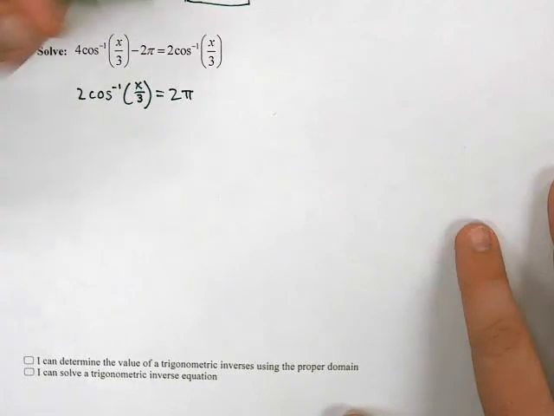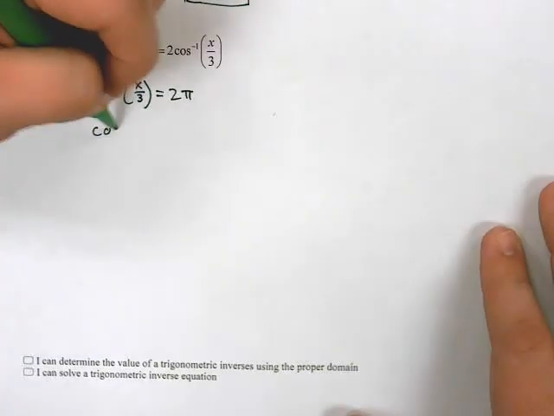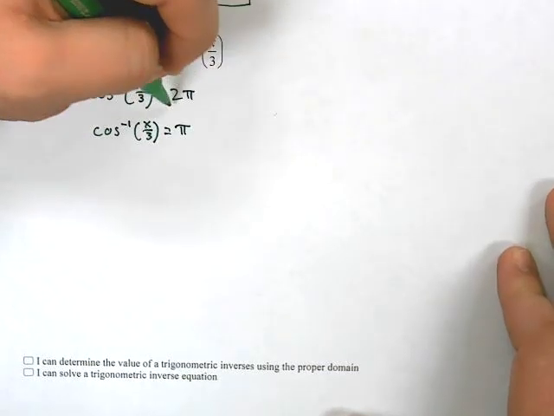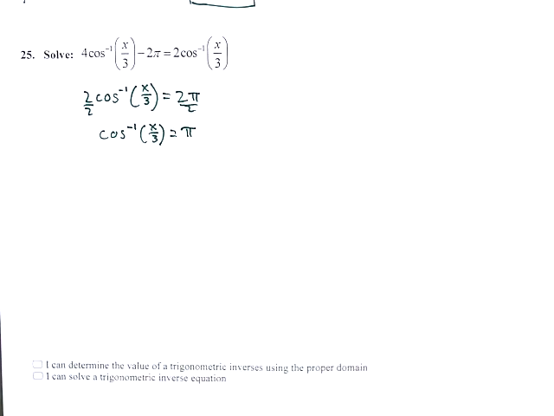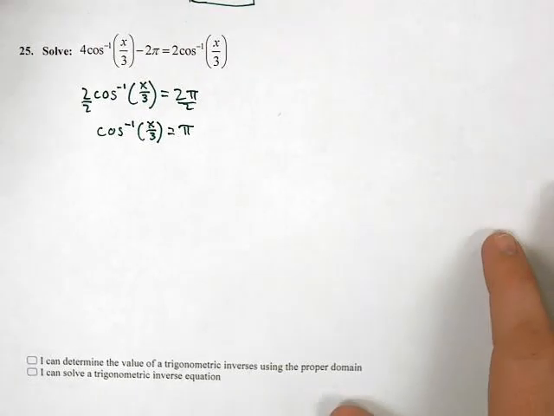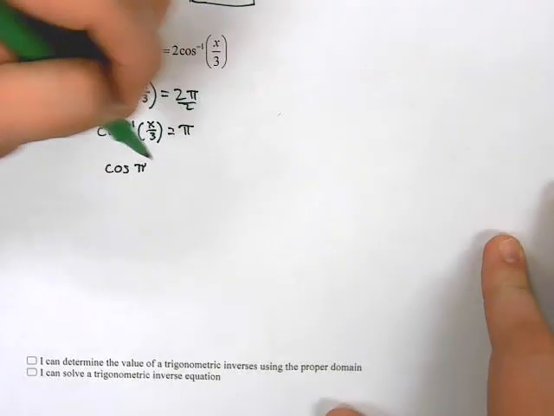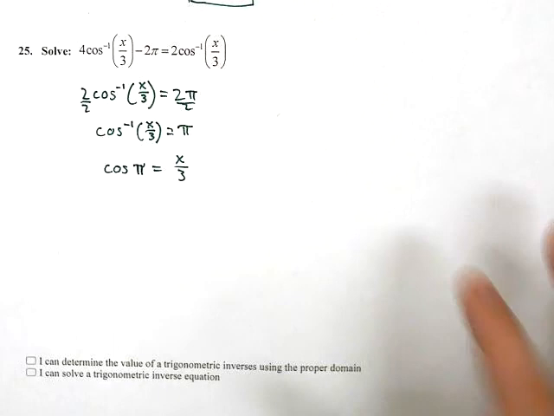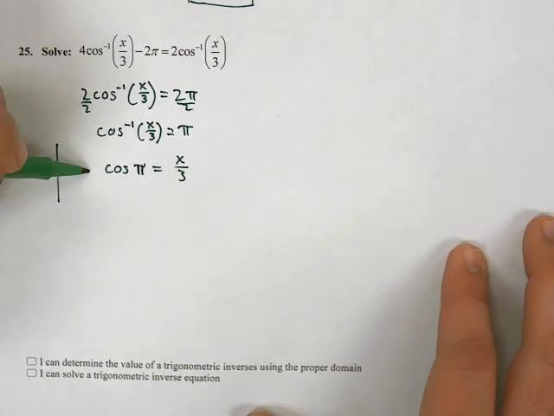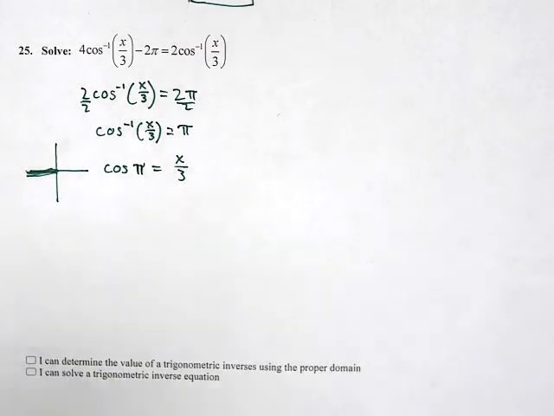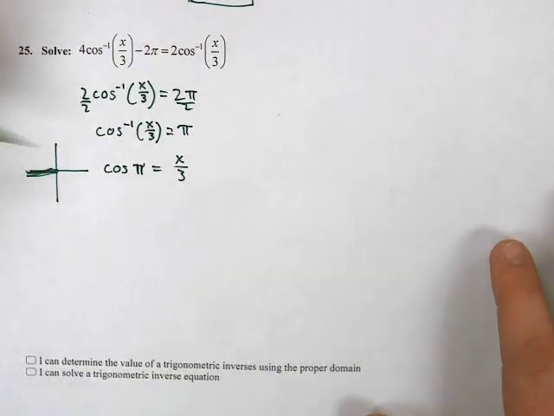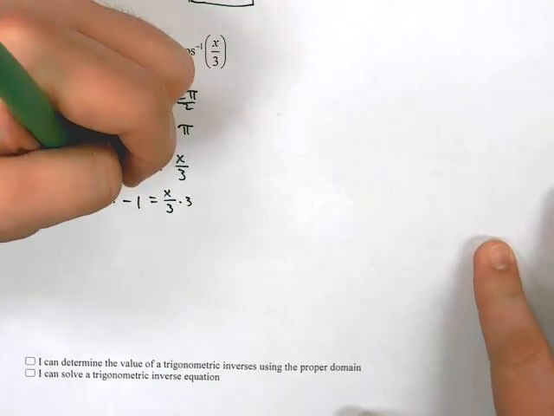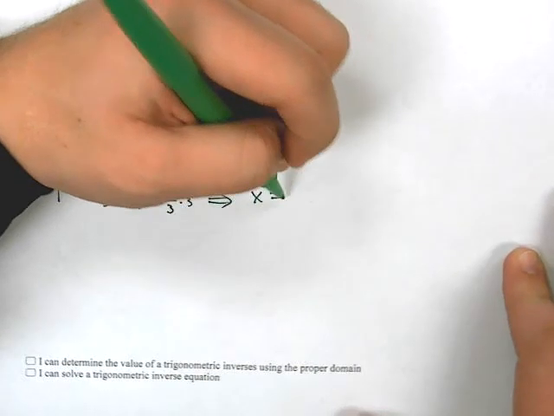So now when I divide both sides by 2, I should get inverse cosine of x over 3 equals pi. Divide by 2, just to show my work. And now I rewrite forwards. The cosine of pi must equal x over 3. Well, when my angle is pi, I'm straight to the left, which means my x value is negative 1. Negative 1 equals x over 3, multiply by 3, and we know that x is equal to negative 3.